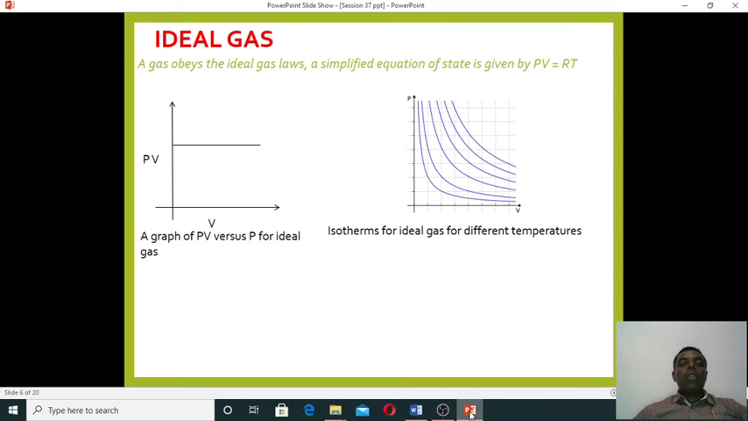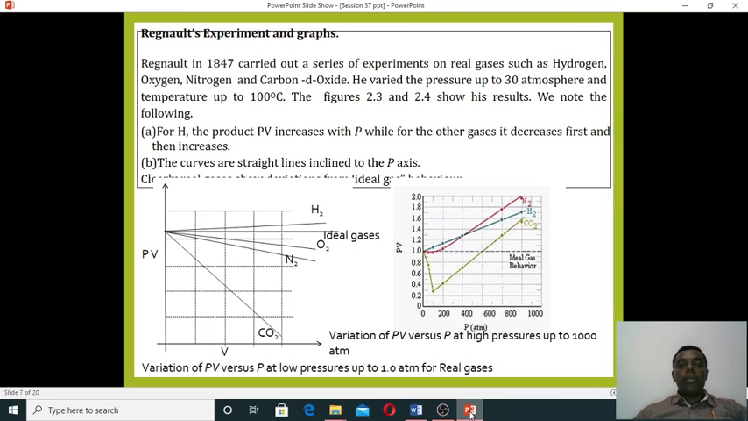A gas obeys a law. An ideal gas obeys an equation called PV is equal to RT. So here, for a particular temperature, if I draw P versus V or PV versus V, PV should be a constant, and at a constant temperature we get isotherms for any gas. You should get it like this.